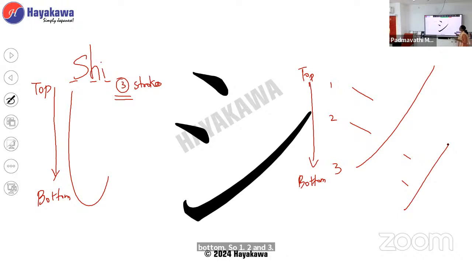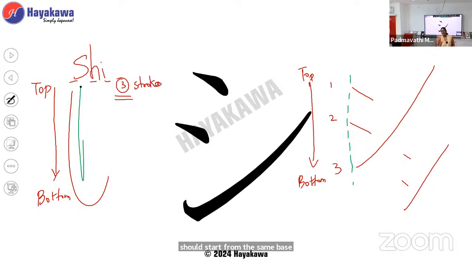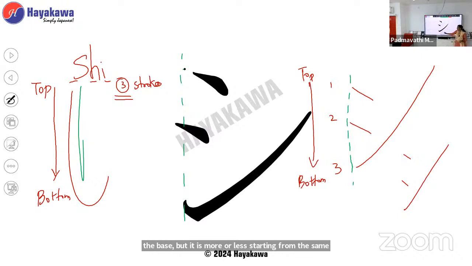When I put an imaginary vertical line, because it starts from top to bottom, all the three strokes should stand on the same base. If I put a vertical line, all the three strokes should start from the same base. The base should be the same. This is the original font here, not touching the base, but more or less starting from the same vertical line. So it should be more or less like this.